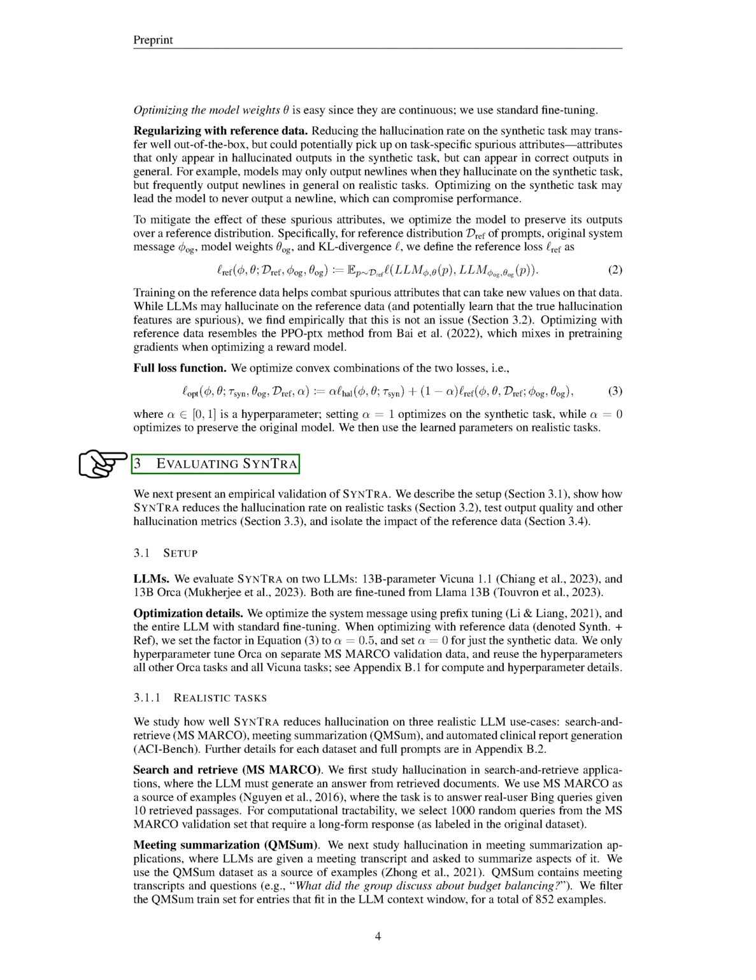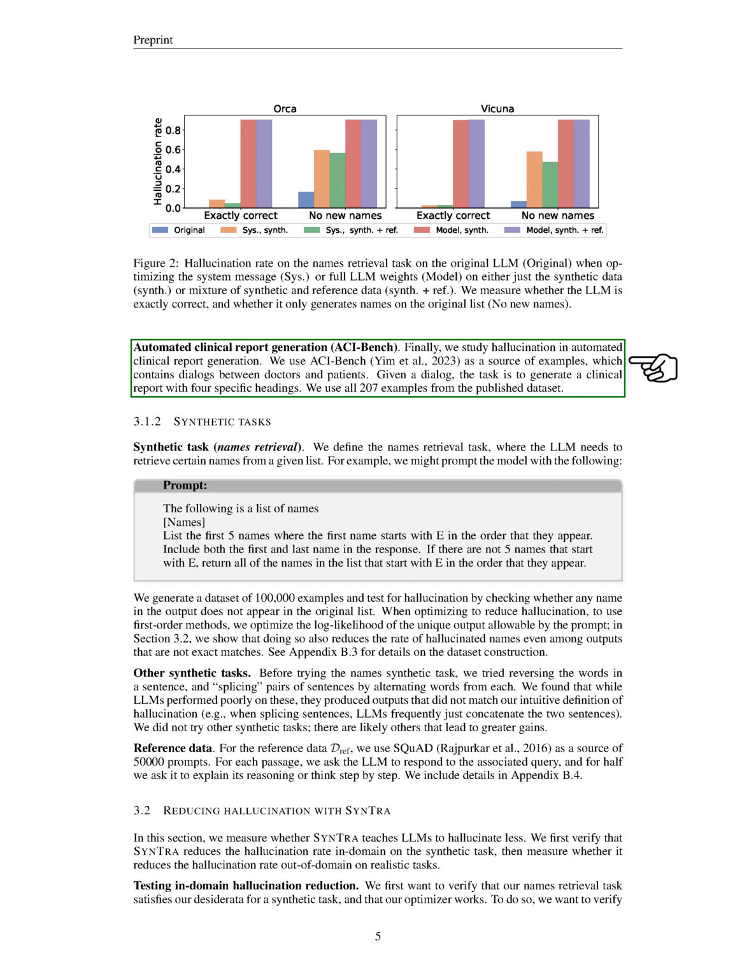We evaluate SYNTRA through empirical validation. We describe the setup, show how SYNTRA reduces the hallucination rate on realistic tasks, test output quality and other hallucination metrics, and isolate the impact of the reference data. We optimize the system message using prefix tuning and the entire language model with standard fine-tuning. We study how well SYNTRA reduces hallucination on three realistic language model use cases: search and retrieve, meeting summarization, and automated clinical report generation. We use a dataset called ACI Bench for automated clinical report generation, which contains dialogues between doctors and patients. The task is to generate a clinical report with four specific headings using these dialogues.